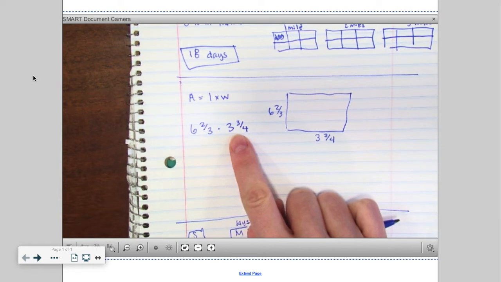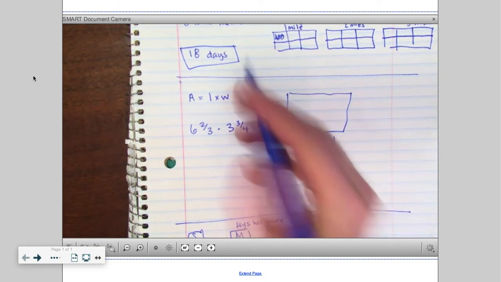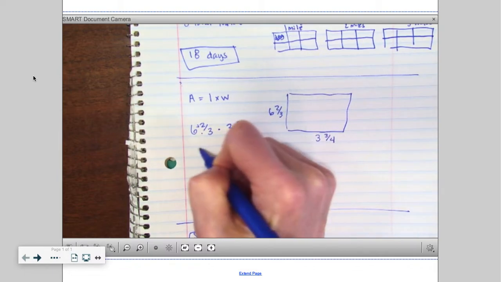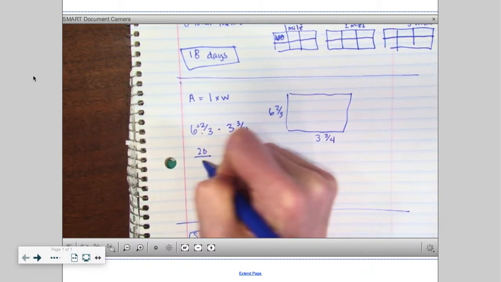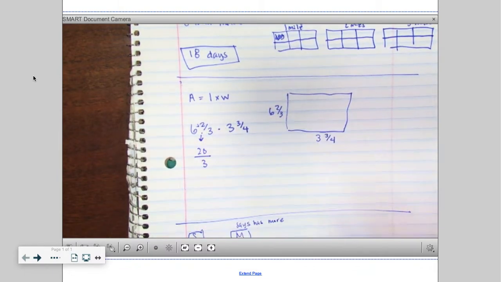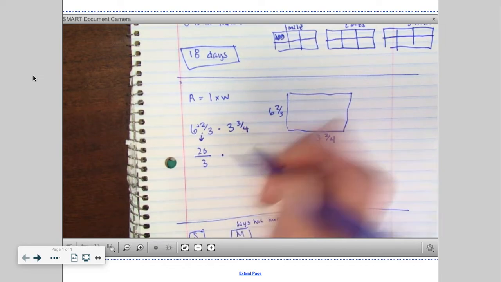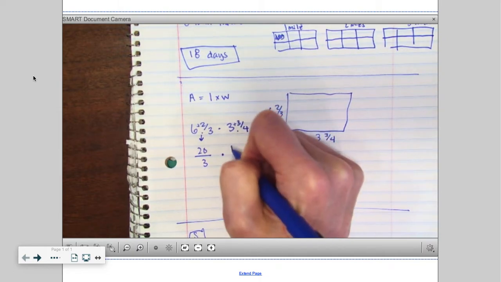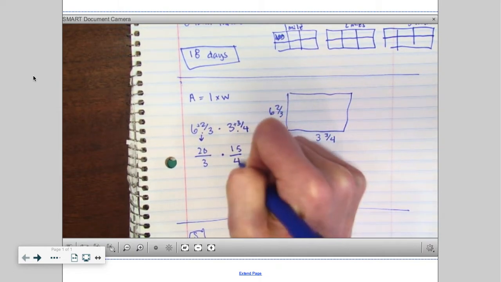I need to convert my mixed numbers into a fraction greater than 1. So let's watch how I do that. I do 6 times 3 is 18, plus 2 is 20. I keep the same denominator. So 6 2/3 is the same thing as saying 20/3. Then I do 4 times 3 plus 3. So that's 12, 13, 14, 15, and 15/4.